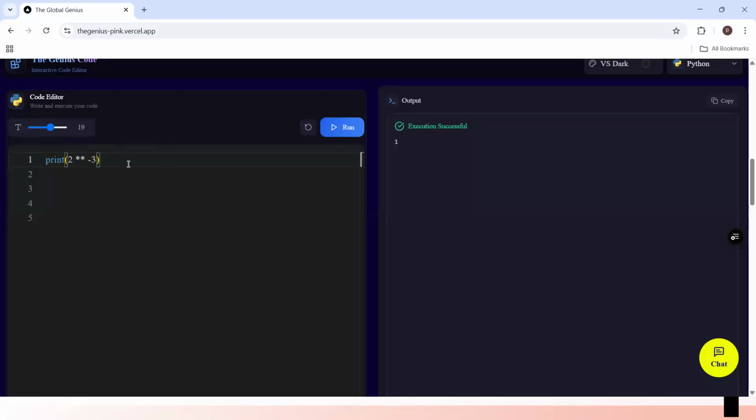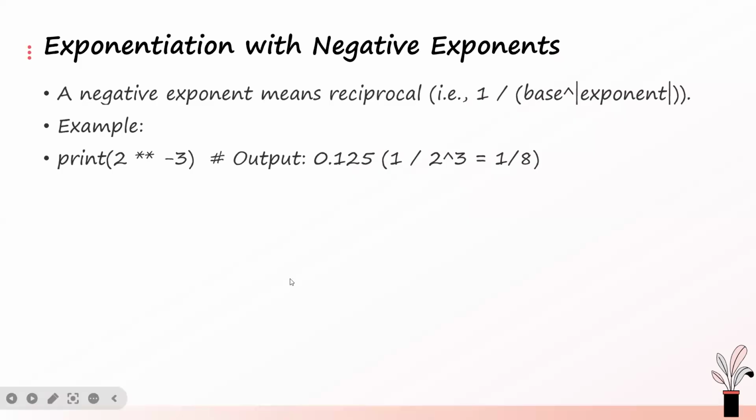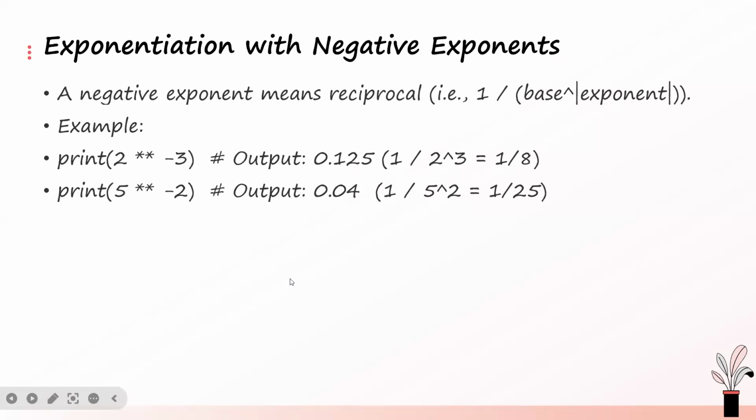it's going to be 1 over 2 raised to power 3. If we run this now, we are going to get the reciprocal. So just be careful with this. If you also do 5 exponential minus 2, it will be 1 over 5 raised to power 2, which is 1 over 25. That is what you're going to get.